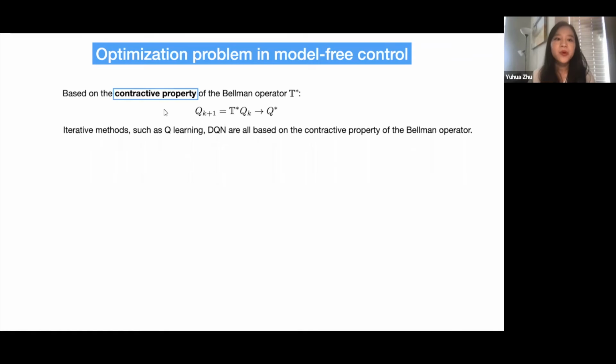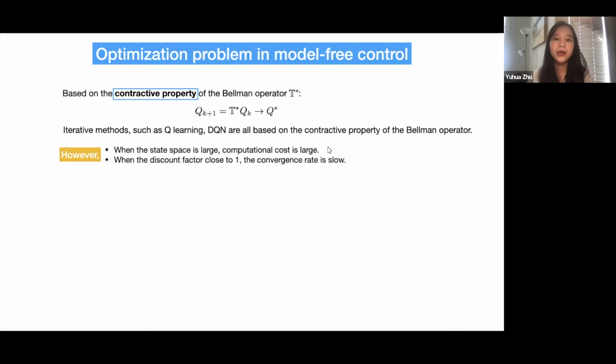So based on this property, we can use iterative methods to find the Q star. And some commonly used methods in RL, such as Q-learning and DQN, are all based on this contractive property of the Bellman operator. However, there are some disadvantages about this iterative method. First, when the state space is large, the Q will be a high dimensional vector, then the computational cost will be large. Second, when the discount factor gamma is close to 1, the convergence rate will be slow.